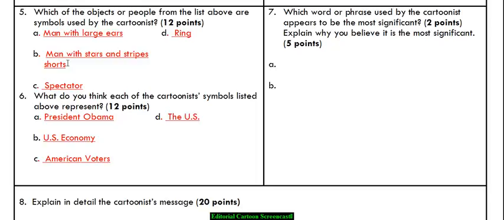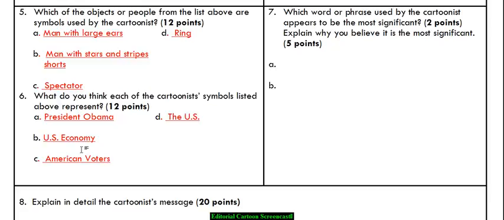So you notice number 5 and number 6, A's match up, B's match up, C's match up, D's match up. Man with large ears is President Obama. Man with stars and striped shorts is U.S. economy. Both of those are written on those people. Easy to see that symbolism.